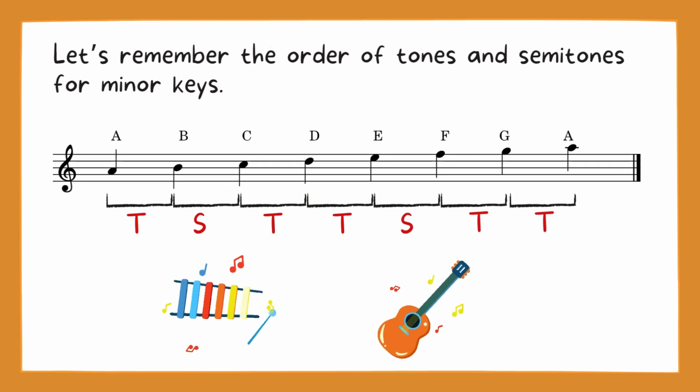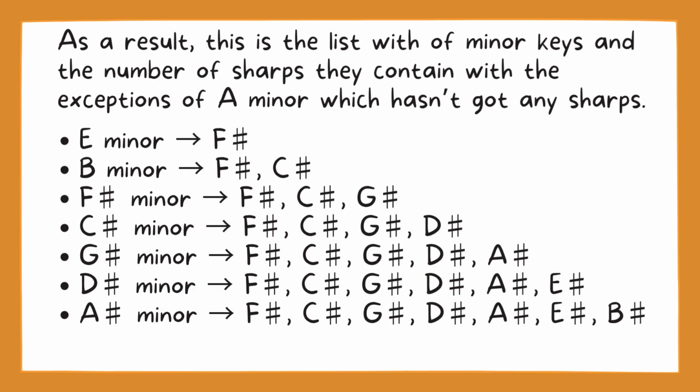If we talk about minor keys, the order of tones and semitones is this one: tone, semitone, tone, tone, semitone, tone, and tone. As a result, this is the list of minor keys and the number of sharps they contain, with the exception of A minor, which hasn't got any sharps. It begins with E minor, which has got 1 sharp, and ends with A sharp minor, which has got 7 sharps.